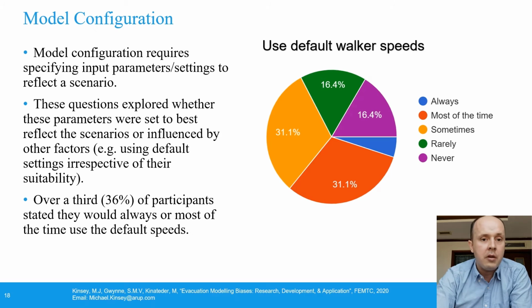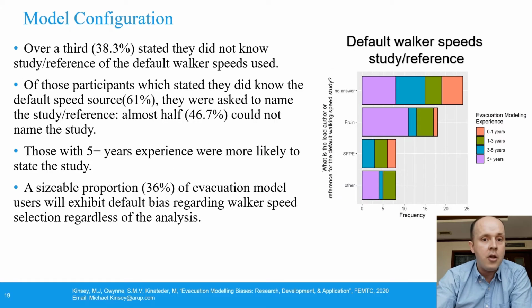When we look at model configuration, this typically requires users to decide what parameters are correct and appropriate to include within an evacuation model. And what we wanted to see was whether there was any bias in the selection of these parameters or the adoption of them. So over a third of participants stated they would always or most of the time use the default walker speeds within an evacuation model. And over a third stated they did not know the study or reference for the default walker speeds.